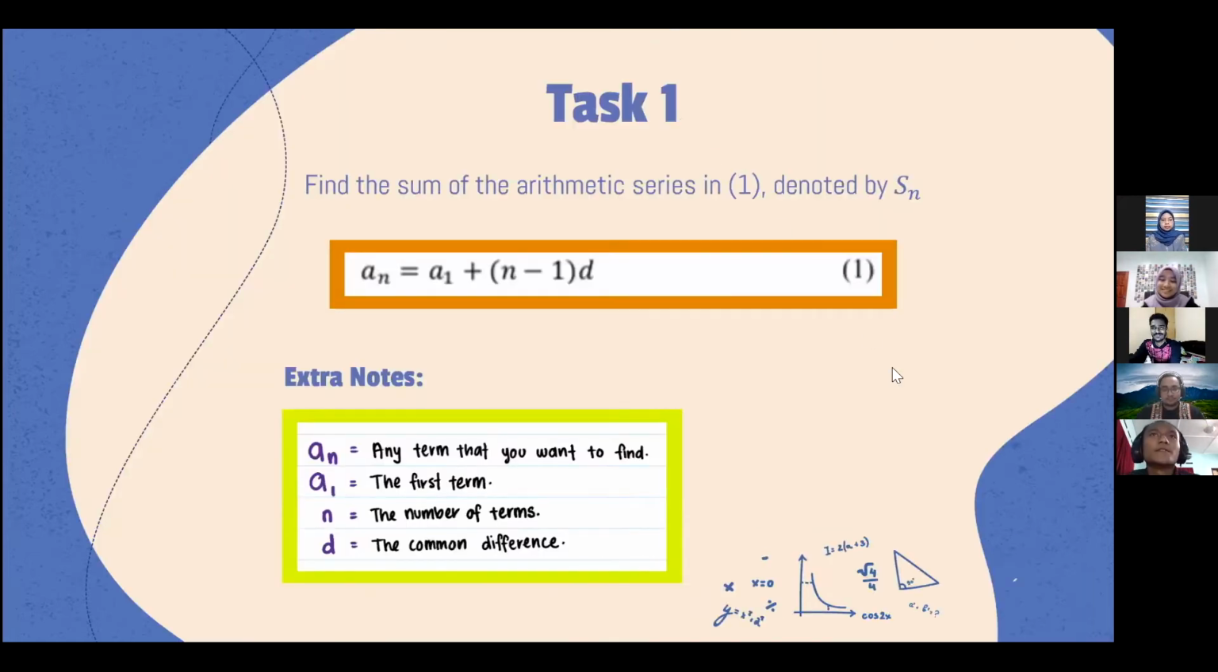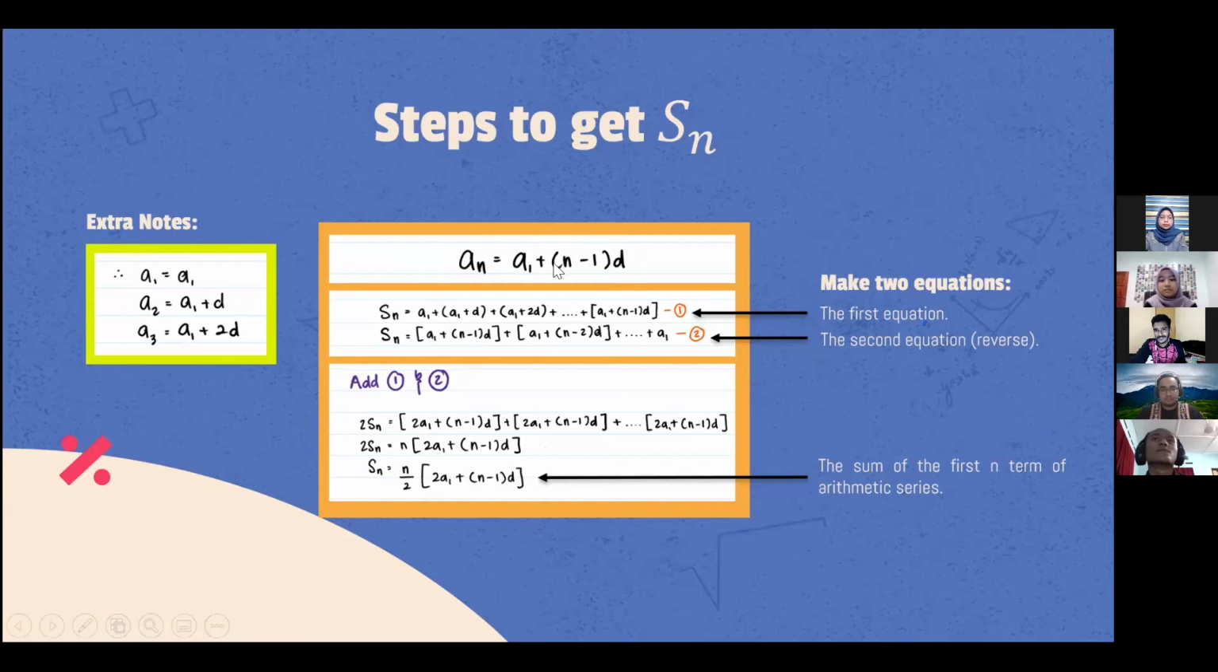For Task 1, find the sum of the arithmetic series denoted by Sn. The general formula is An equals A1 plus (n minus 1)d, where An means any term that you want to find, A1 is the first term, n is the number of terms, and d is the common difference. Next, we go to the step to get Sn.